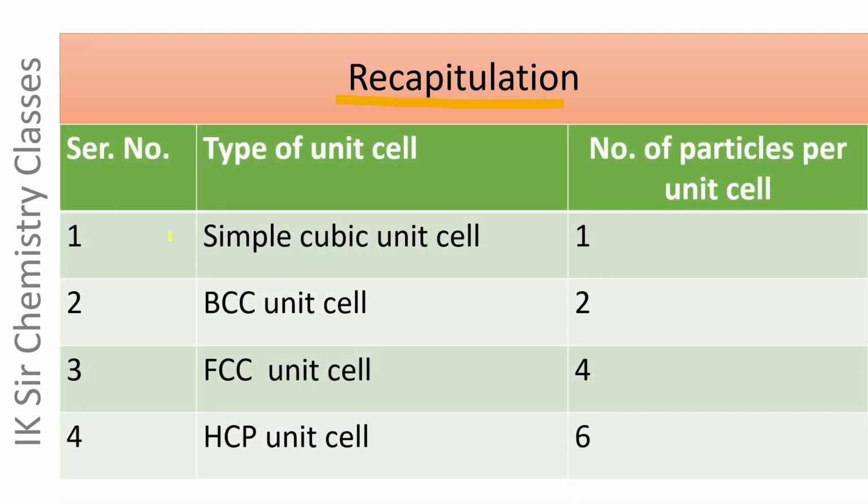These are some types of unit cells and the number of particles per unit cell are given here. In simple cubic unit cell, there is only one particle. The number of particles in body-centered cubic unit cell is 2. In face-centered cubic unit cell, there are 4 particles, while the number in hexagonal close-packed unit cell is 6.